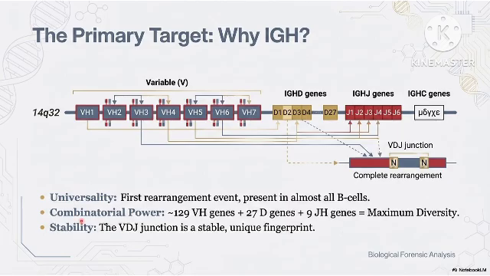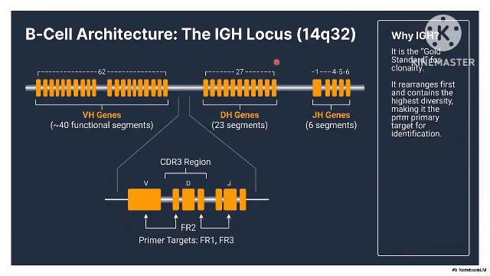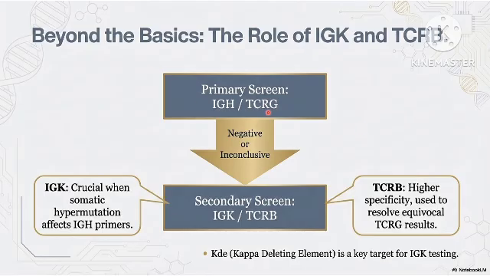This is just a repetitive. This is the universal rearrangement which is there in almost all B cells. So we are using, and even because of its maximum diversity, we are using IGH as a unique fingerprint in case of B cell lymphomas. So this is the gold standard screening test. That's it. So primary screening test is IGH and TCR-g.